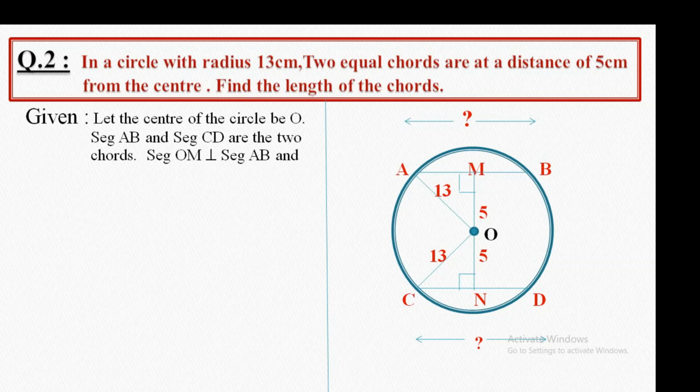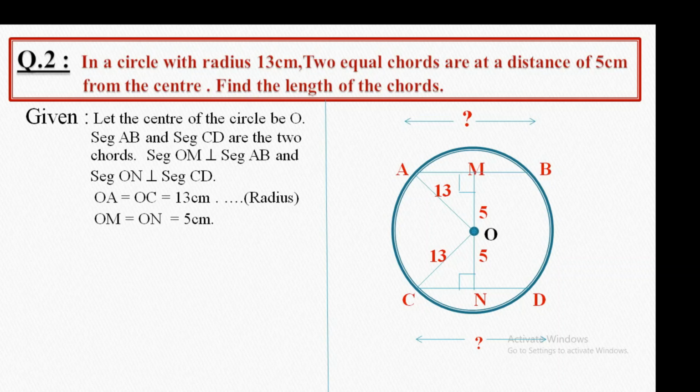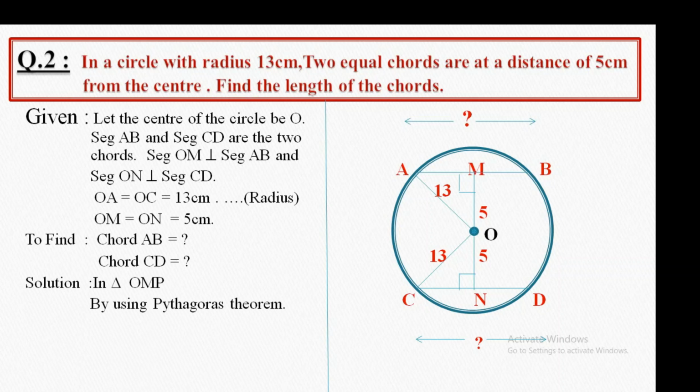Okay, now you can observe the triangle is again the right angle triangle, right? So in the right angle triangle, we can apply the Pythagoras theorem. So let's see, the given is the same. Let the center of the circle be O. Segment AB and segment CD are the two chords. OM is perpendicular to segment AB and segment ON is perpendicular to segment CD. OA and OC are 13 centimeter, that is nothing but the radius. OM and ON are 5 centimeter. To find, what we have to find? Chord AB and chord CD.